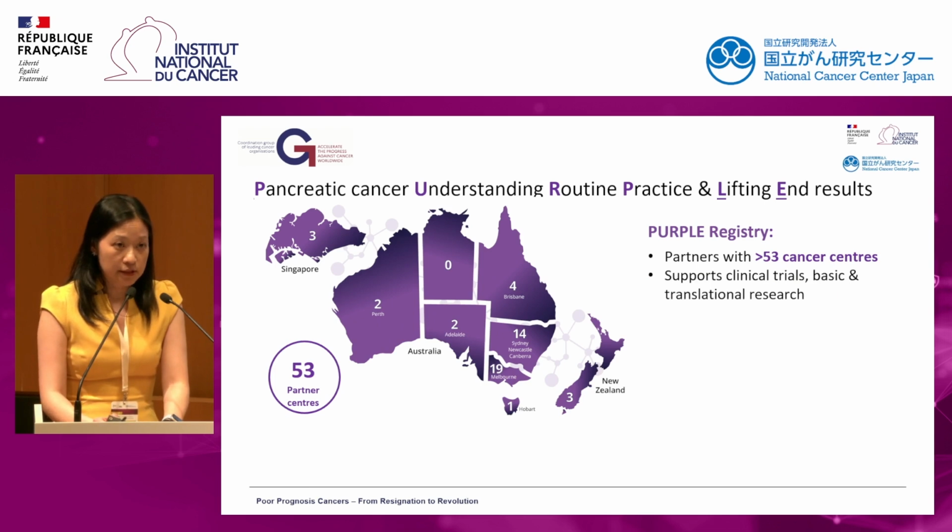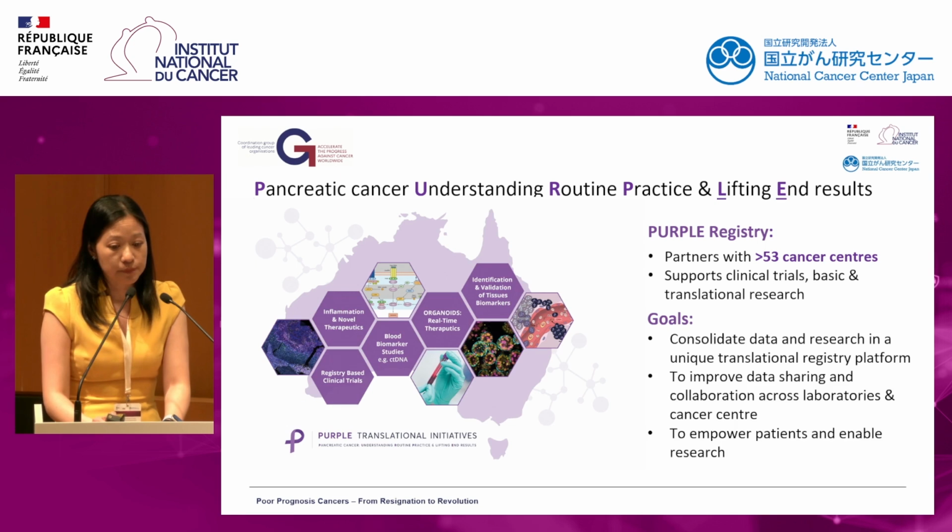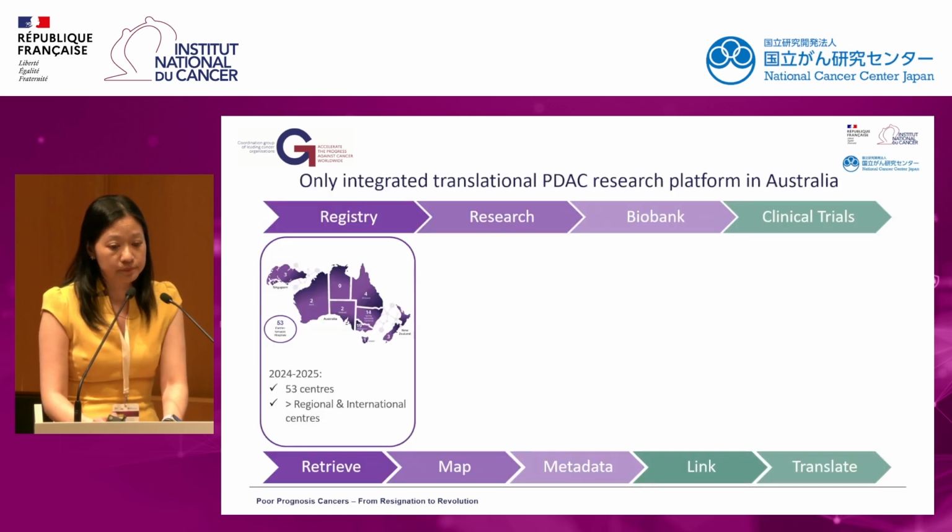So in 2016, I established the Purple Translational Registry. And at the time, we were hopeful that maybe 10 cancer centers would work with us. I'm pleased to say that now we have over 53 cancer centers working with us across Australia, New Zealand, and Singapore. And the idea of the registry is to support clinical trials, basic and translational research. But the goals are to consolidate data and research into a unique translational registry platform to improve data sharing and collaboration across laboratories and cancer centers, and to empower our patients and enable research.